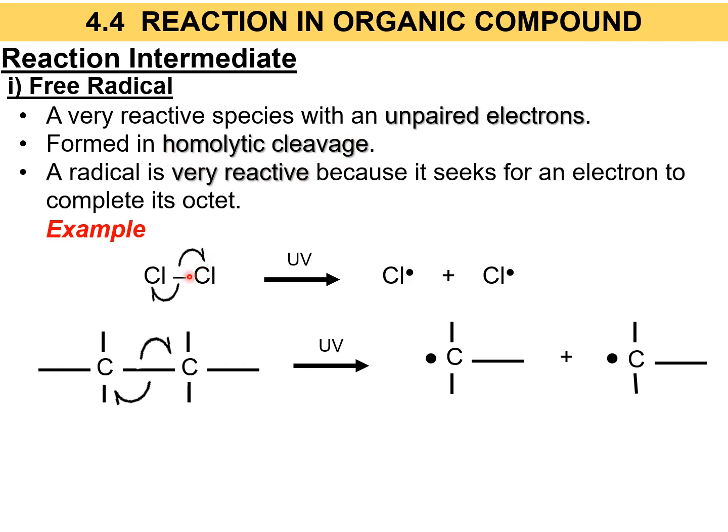Okay, homolytic cleavage di mana kita break the bond between two atoms equally. Kiranya each of the atoms akan dapat satu saja elektron. That's why dia jadi unpaired electrons lah. Kita panggil dia sebagai free radical. Okay, a radical is actually very reactive because dia akan tercari-cari elektron untuk completekan dia punya octet. So that's why free radical adalah very reactive reaction intermediate.